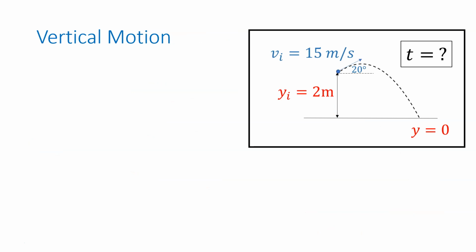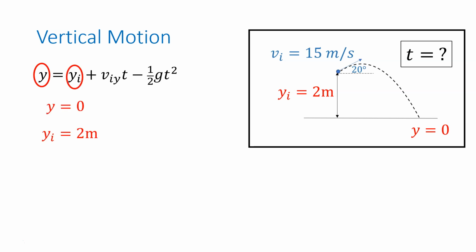The equation governing the vertical position of the projectile as a function of time is given by the equation y equals yi plus viy times t minus 1/2 g times t squared. Let's see if we have enough information to use this equation. The final height, y equals 0. The initial height, yi, equals 2 meters. viy is the initial velocity in the y direction, which we do not yet know.